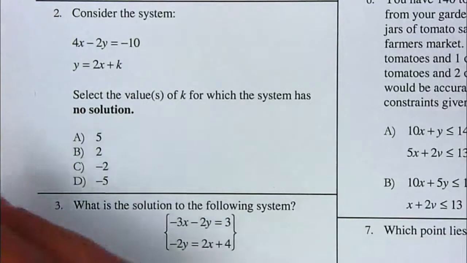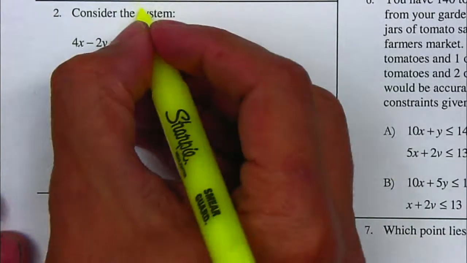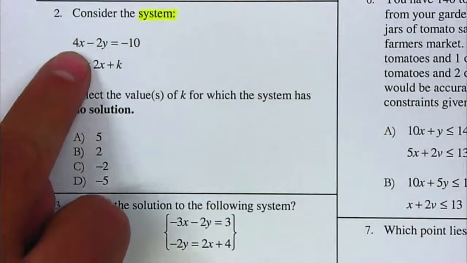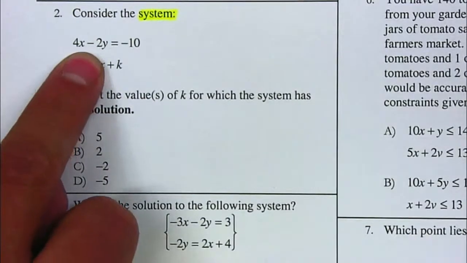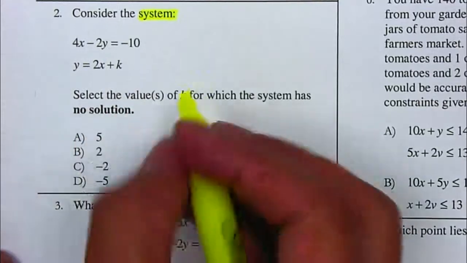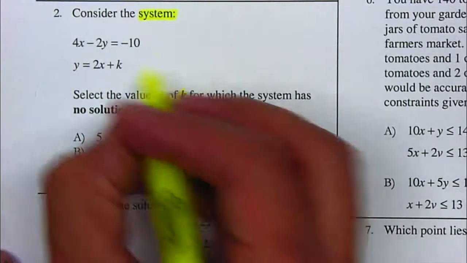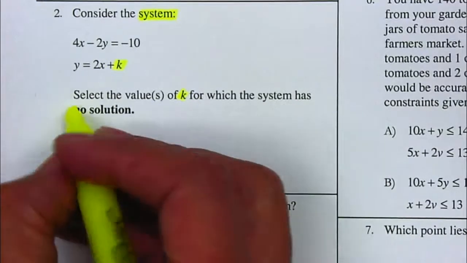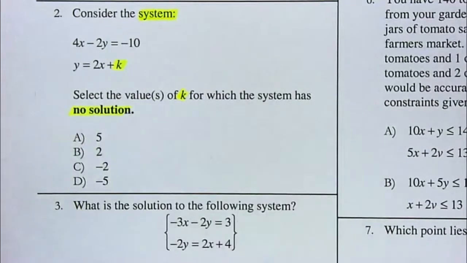Consider the system. They give you a system. Remember, a system is basically more than one component. In this case, it's a system of linear equations. We have two equations, and it's asking you to select the value of k. I need to find the value of k for which the system has no solution. And they give you different values to select from.